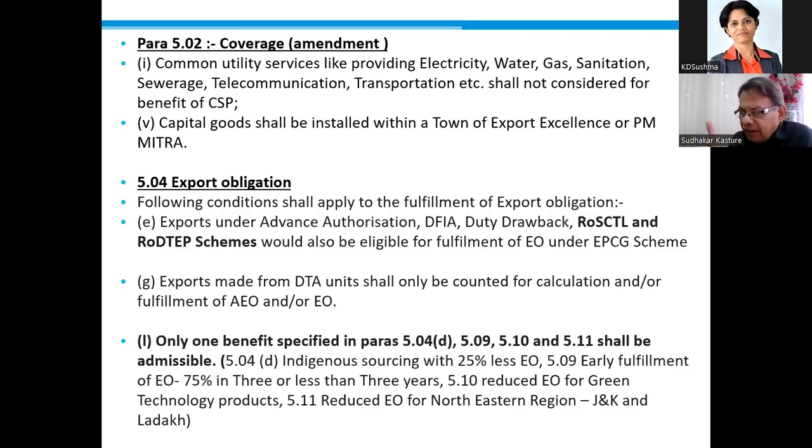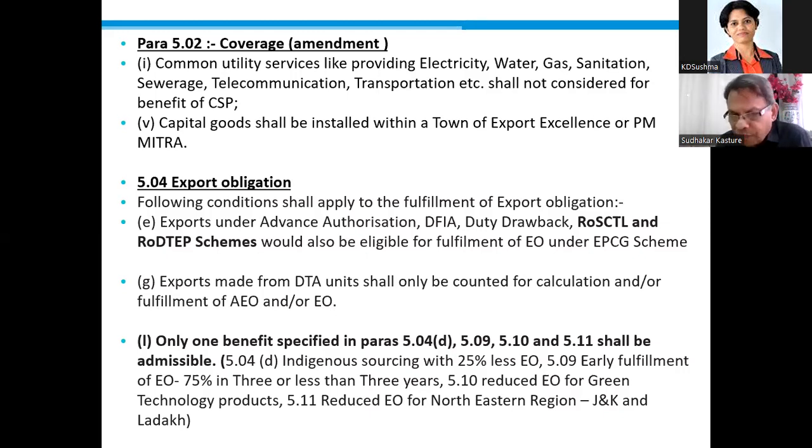Second benefit under para 5.09, early fulfillment of EO. If you complete 75% or more of exports in 3 years or less than 3 years, then your export obligation is reduced to 75%. Para 5.10: if you are exporting green technology products, your EO is reduced. And under 5.11, EO is reduced for the northeastern region, Jammu and Kashmir and Ladakh.